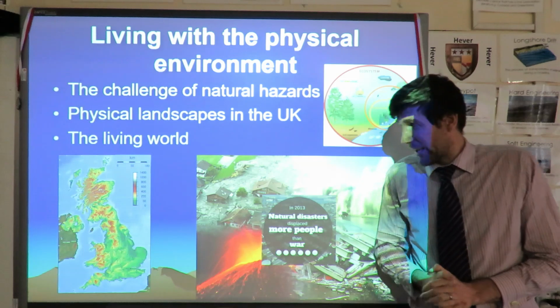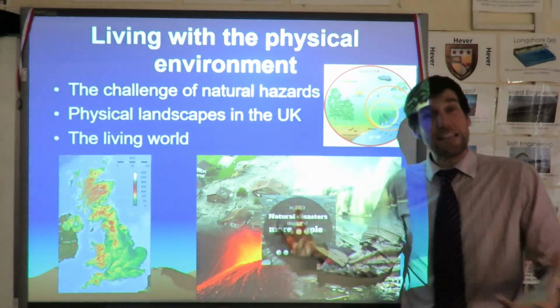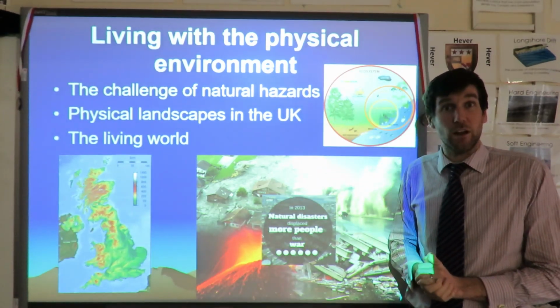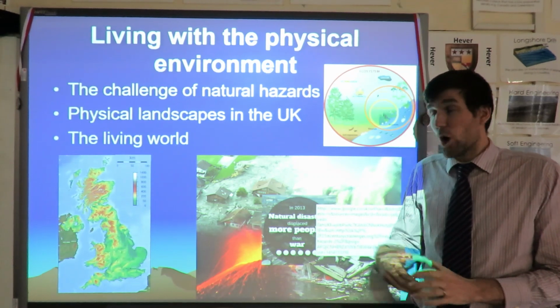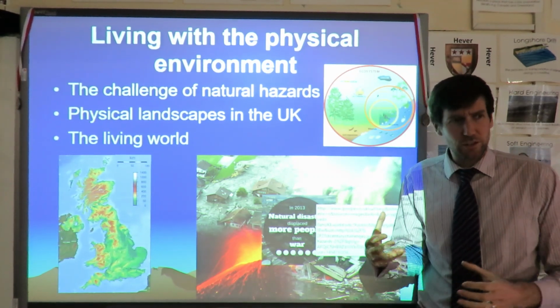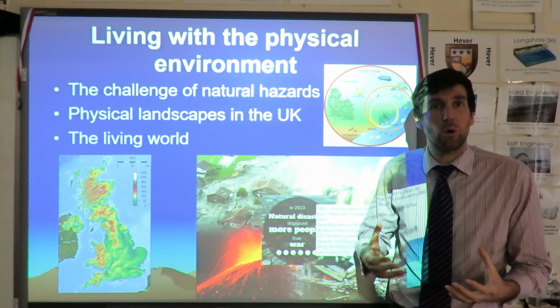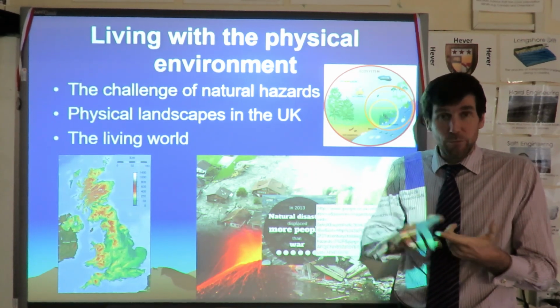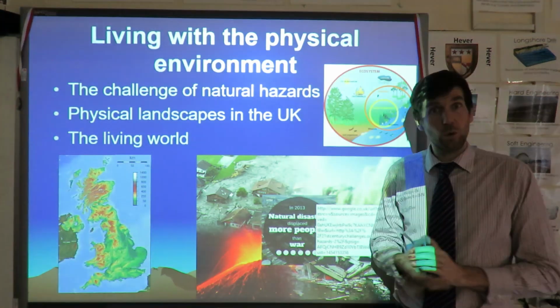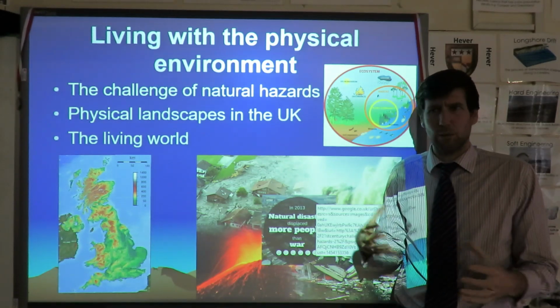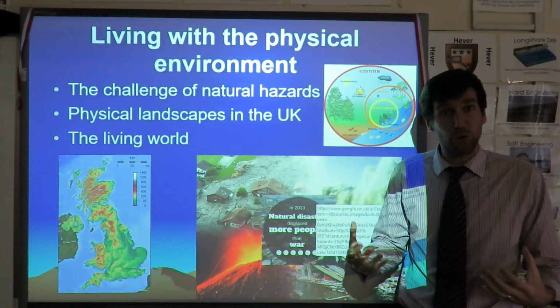Physical landscapes in the UK. We live on an island. We need to know what's going on with our coastline, so we study that. Okay? We also study rivers. We look at rivers because, as you know, rivers are massively important. They're an important ecosystem, and they're important because, unfortunately, they flood quite often. Flooding's been getting worse. We need to understand why that happens and how we can mitigate or stop it.